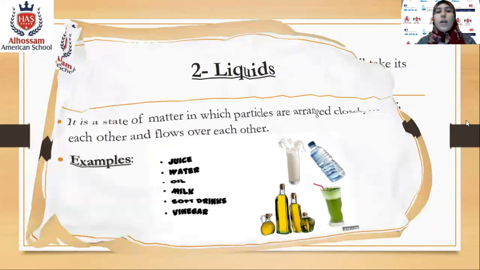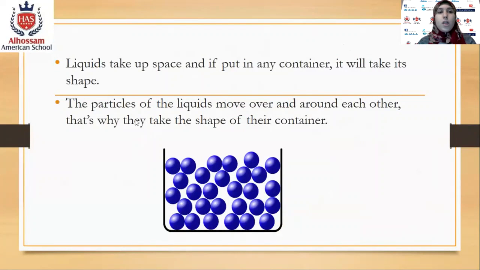So now let's go to the next slide. And here, liquids take up space, and if put in any container, they will take its shape. If I get this water and pour it in a cup, will it have the same shape?